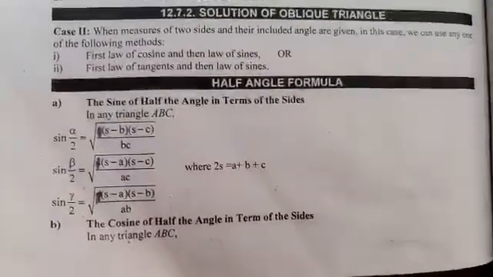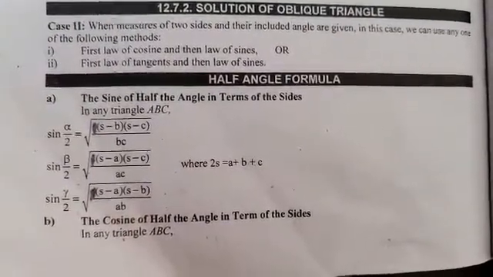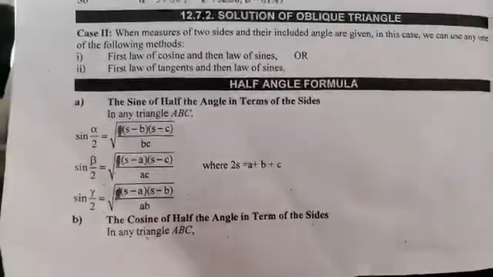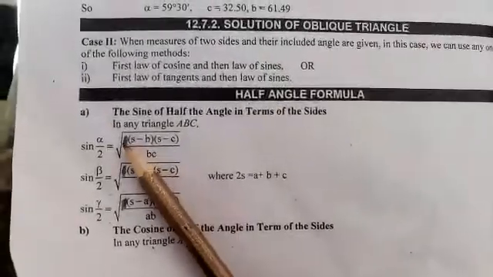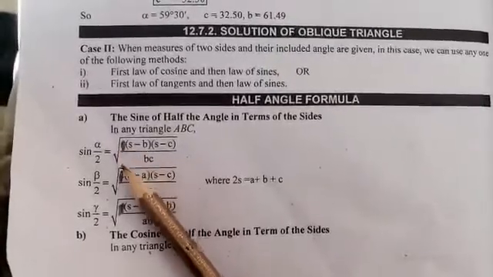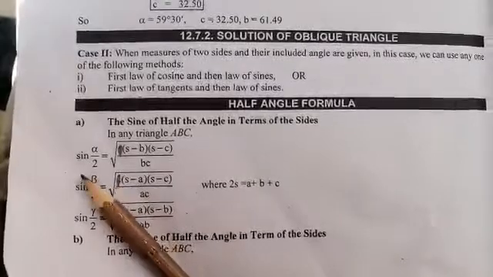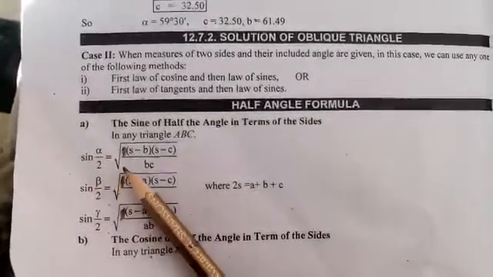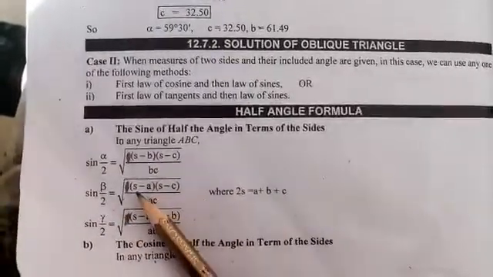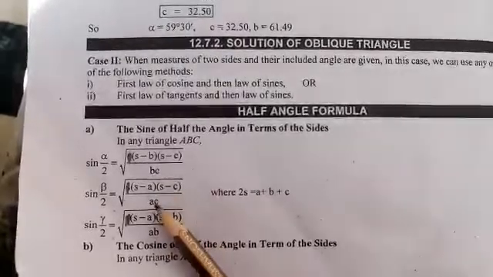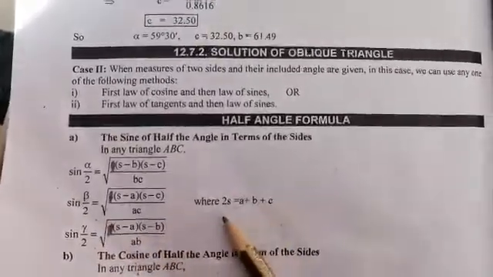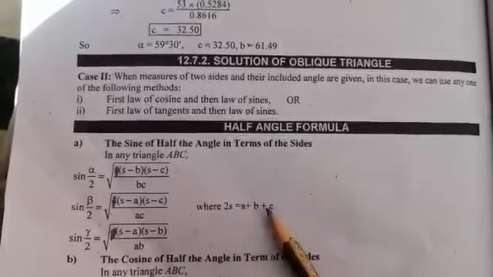Bismillahirrahmanirrahim. I want to correct one thing, the sign of half the angle in terms of the sides I have discussed earlier, but this was a mistake in book printing, that here was written s, but I know I have removed s because sine alpha by 2 is always equal to under root s minus b into s minus c over bc, and sine beta by 2 is always equal to s minus a s minus c over ac, and sine gamma by 2 is s minus a s minus b over ab, where 2s is equal to a plus b plus c.